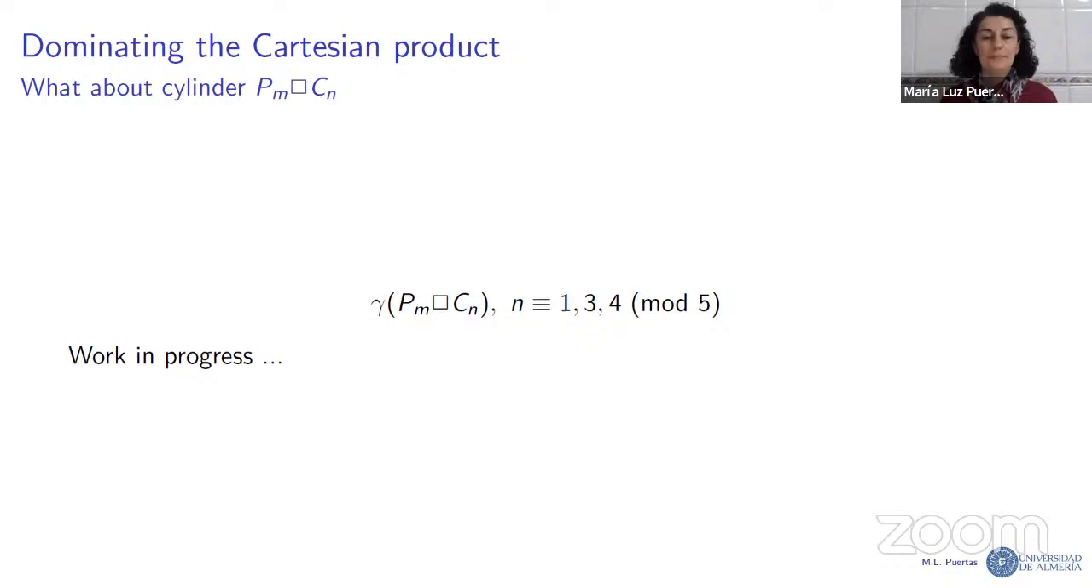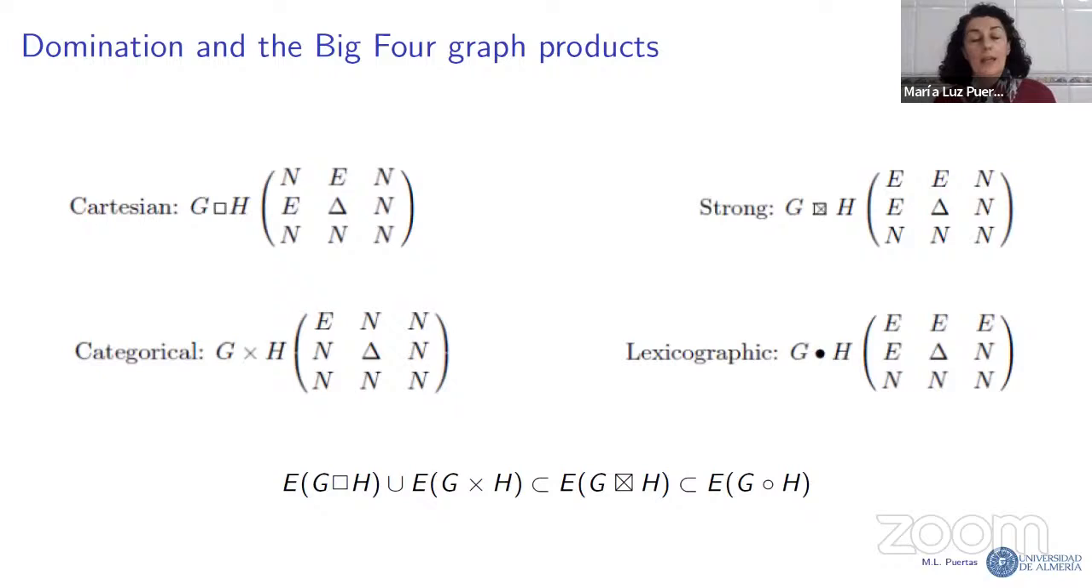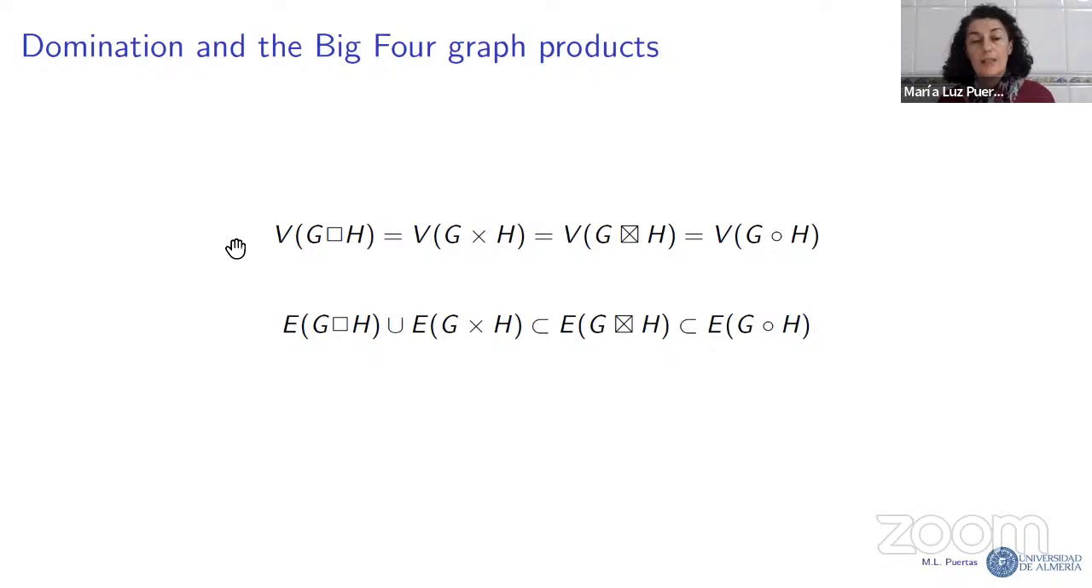We are still working. I would like to finish by showing again this representation for the graph products: Cartesian, categorical, strong, lexicographic. As I said before, it's very easy to see this relationship between the edge sets, because the vertex sets are equal and the edge sets have this relationship. Think about that. If you have a dominating set in the Cartesian product, that means that you have some vertices here in this vertex set, which is the same. And using the edges of the Cartesian product, you dominate all the vertex set. So using the same edges, you can dominate the strong product, and using the same edges, you can dominate the lexicographic product.